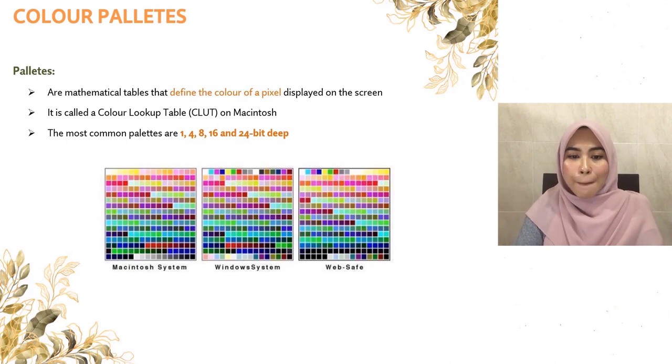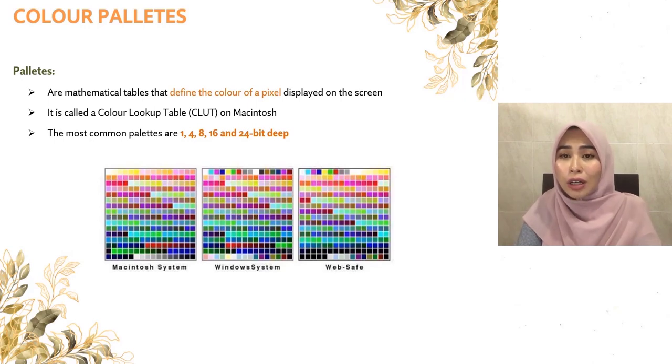All right, so color palettes. Color palettes are mathematical tables that define the color of a pixel displayed on the screen. So color palettes are basically the colors that are available for you to use within your project. If you choose a one bit color palette, meaning that the only colors that are possible to be used are black and white, because 2^1, you can only use 2 colors, black and white. If you use 24-bit color palette, 2^24, meaning that there are millions of colors that can be used inside your image, right?